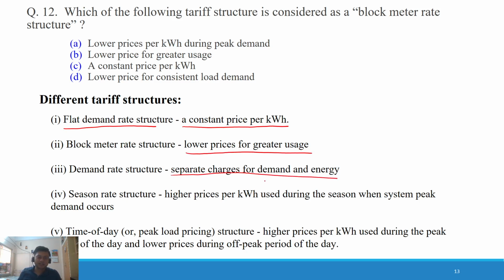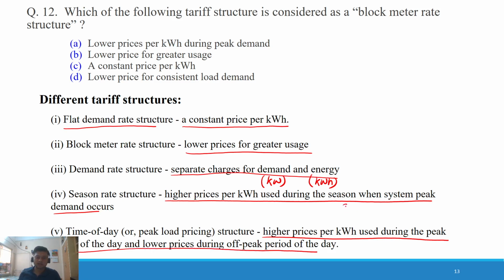That means a separate charge for kilowatt and a separate charge for kilowatt hour. While for the season rate structure, there are higher prices per kilowatt hour used during the season when system peak demand occurs. And the last one is the time of day or peak load pricing structure: higher prices per kilowatt hour used during the peak period of the day and lower prices during the off peak period of the day.